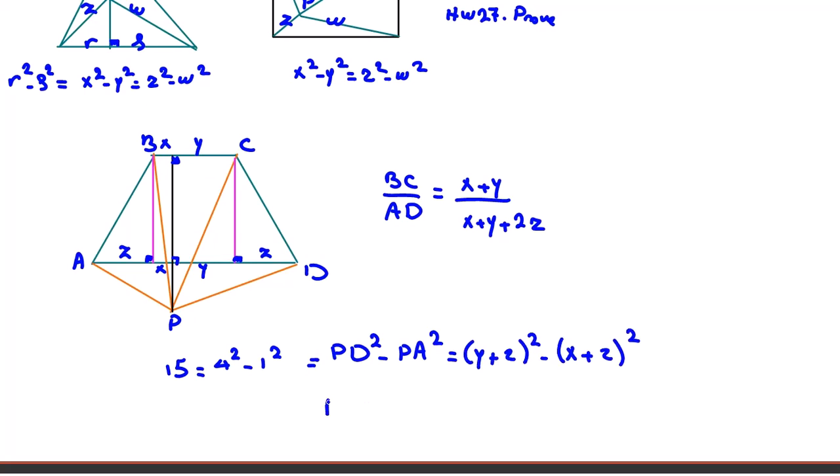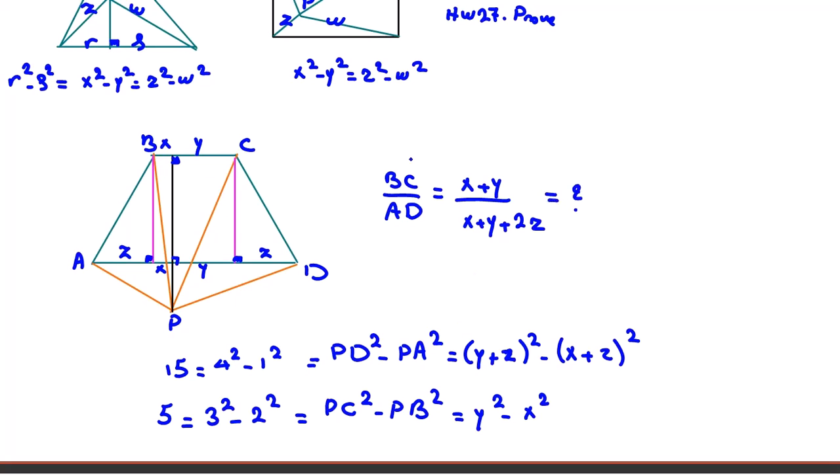And if we write PC squared minus PB squared, we know it is 3 squared minus 2 squared, okay? 9 minus 4, which is 5. Also, it is equal to what? It is equal to y squared minus x squared. So consider these two things, and by using these two equations, you can find the thing that the problem wants. Try the rest on your own.